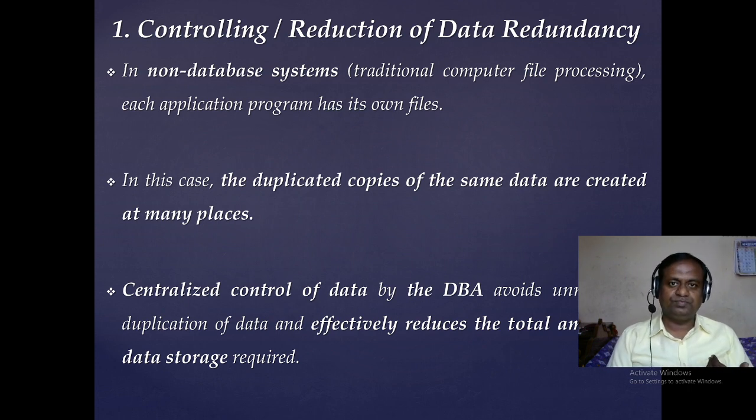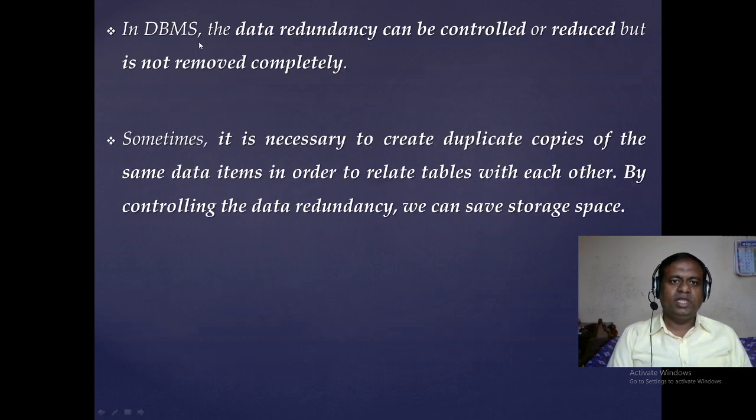We cannot remove it because for certain executions we need to maintain duplicate data. But when we are maintaining duplicate data, it is in our control how much duplication is allowed and how much should not be executed. That means as per the DBA execution, the duplication of data can be completed or it can be executed. See here, in DBMS, the data redundancy can be controlled or reduced, but it cannot be removed completely. Because some data, which is quite important for the DBA itself, has to be maintained in multiple copies.